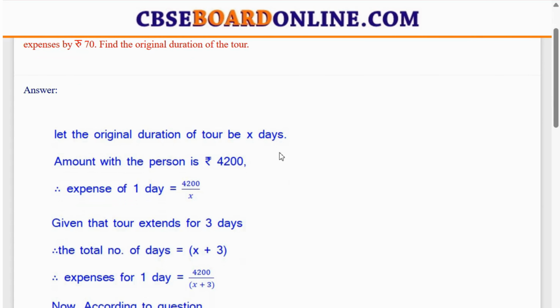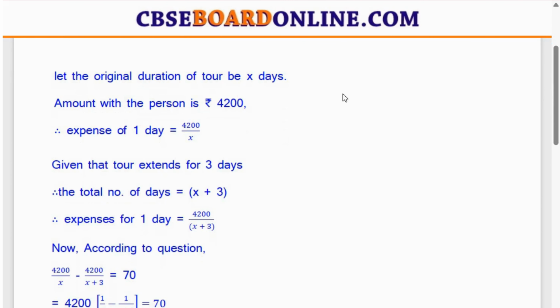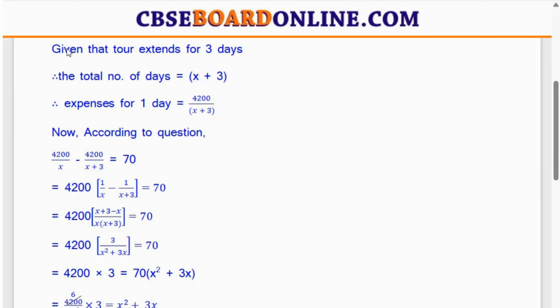Same we have done over here. We have taken, let the original duration of our tour be x and the amount with the person is 4,200. Now expense of 1 day is equal to what? It is 4,200 upon x, because हमने x number of duration लिया था. Now क्योंकि उसका जो टूर है वो एक्सटेंड हो गया, तो now the total number of days जो हम कैलकुलेट करेंगे वो क्या है? x plus 3. So again the expense for 1 day is equal to what? It is 4,200 upon x plus 3.